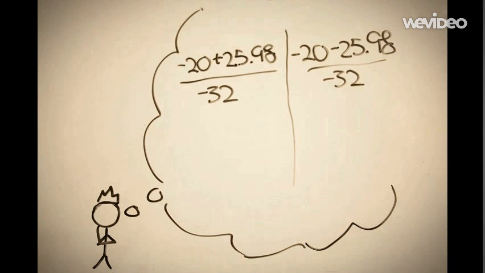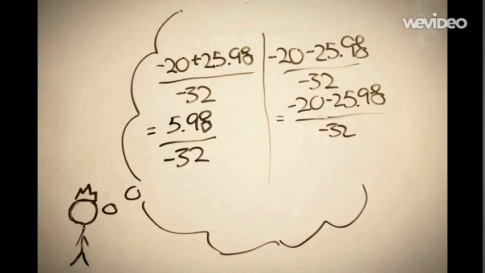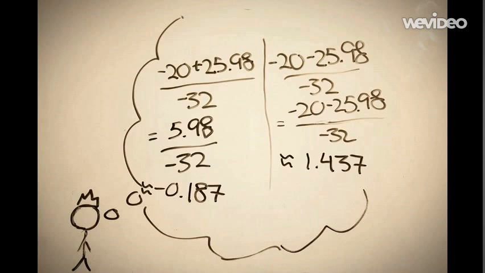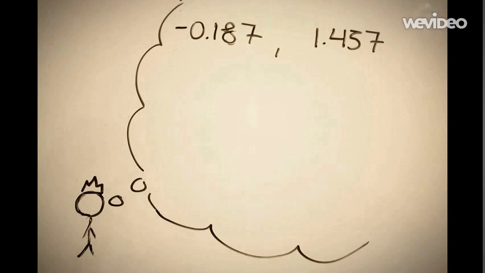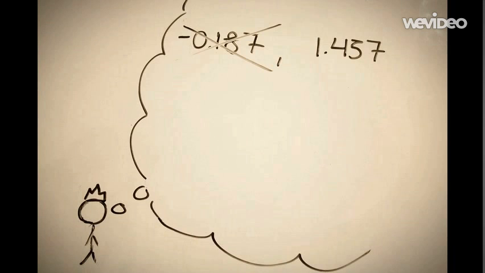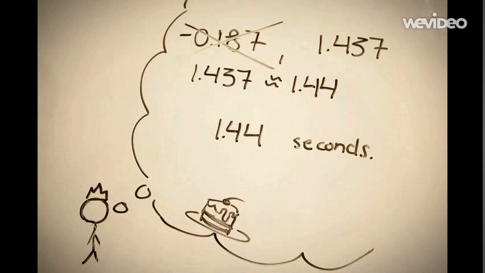And then there's a positive or a minus, so you solve both of those. One side is add, one side is minus. And then you get about two answers. One's about negative 0.187 and the other is about 1.437. Since the negative doesn't make sense, we just cross that out. You round the number and you get about 1.44 seconds for the magical plum cake.